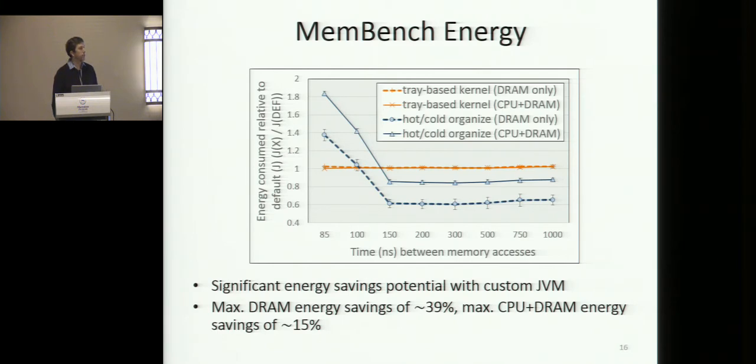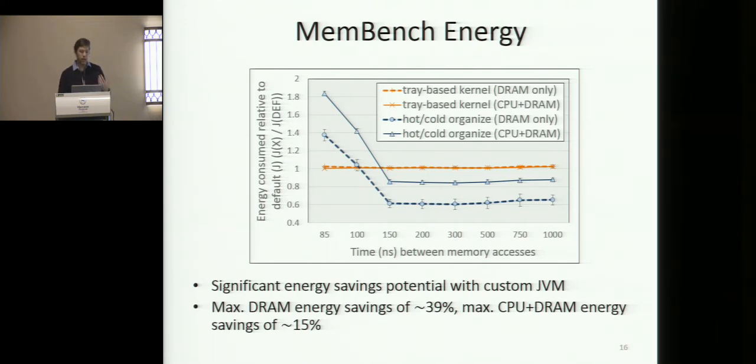We plot two lines for each configuration. The dotted line shows DRAM energy alone, and the solid line shows the combined energy consumption of the CPU and the DRAM. So as we can see, in experiments with low delay, the hot-cold organized configuration actually requires more energy than the default because its performance is so poor. However, with workloads that do not require as much memory bandwidth, we can achieve significant energy savings.